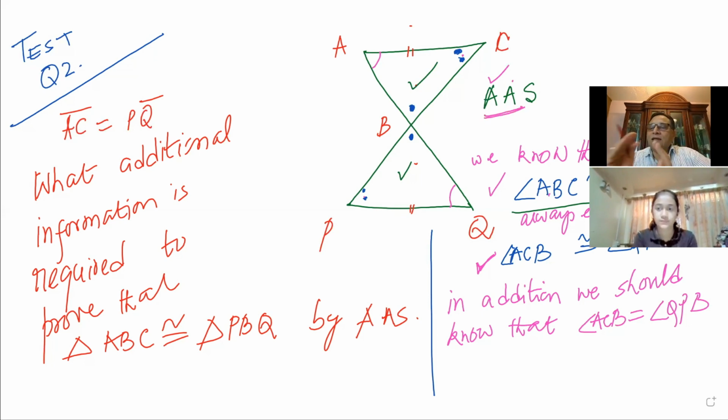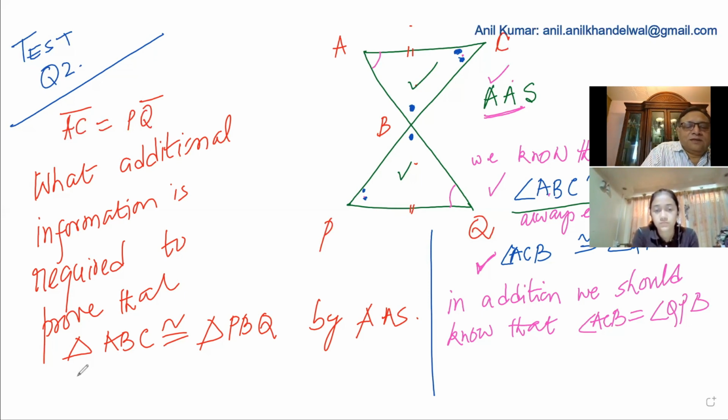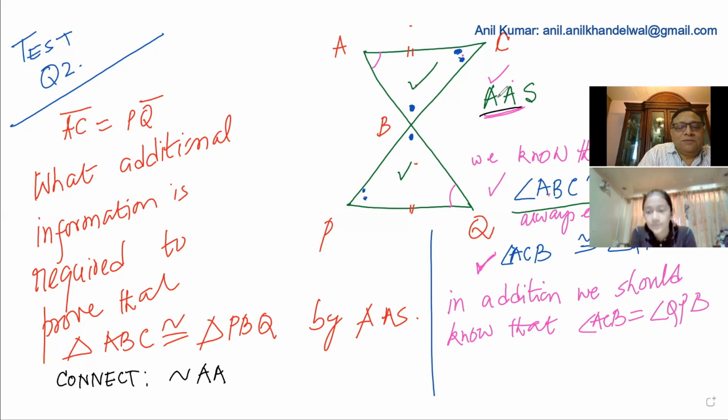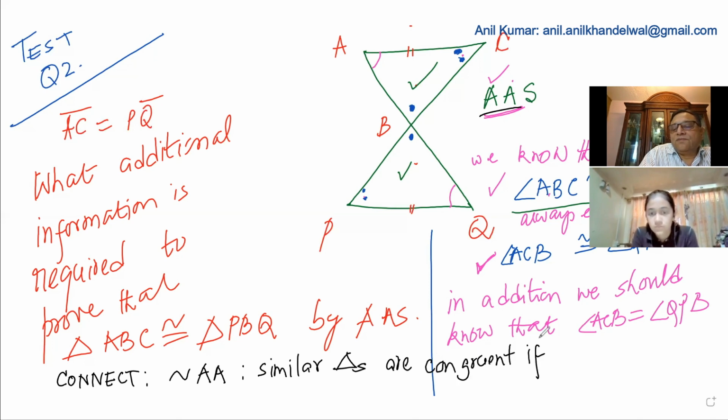Yes. So now let us link the two things. So what are you linking now? Link, connect. Parallel lines. If we say two angles, see, AA means two angles, correct? Yes. So that means similar triangles are congruent if one of their sides is equal. Okay.